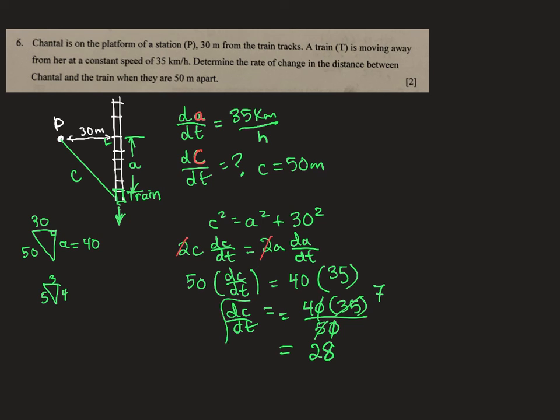Now look at the derivative to figure out what the units are. C is a unit of length, the hypotenuse, so what unit of length did we have? Kilometers. And T, time, the only time given in the question was hours, so it's got to be 28 kilometers per hour. And there we go. That would be how fast the distance between the train and Chantel is changing. I hope that helped.